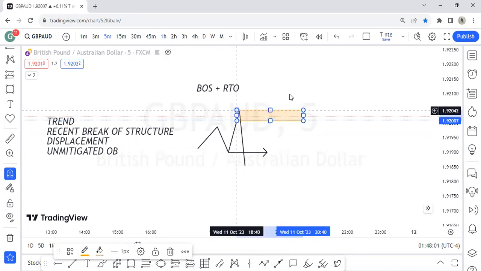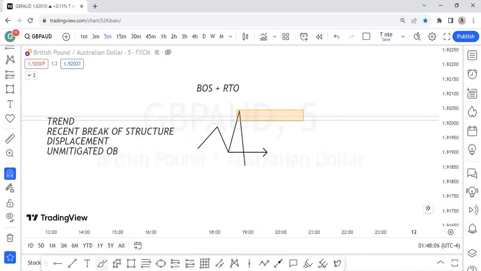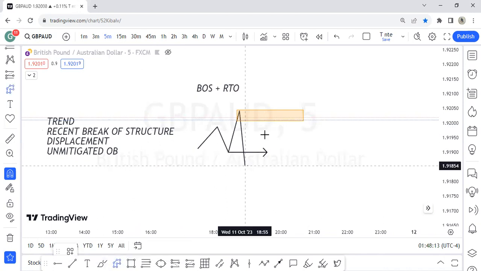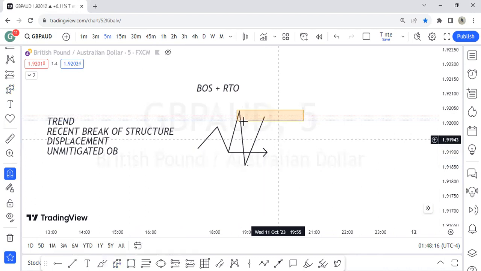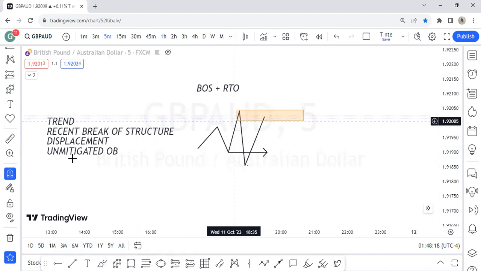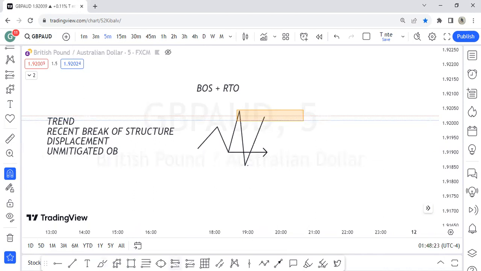So once you have your BOS and RTO, the market is coming back to that point, the RTO, then to the order block. So the market has to return to that order block, right? So now this becomes where you want to take your sell. That's your area of sell, because it lines up with the order block. So you can simply put your short positions there.